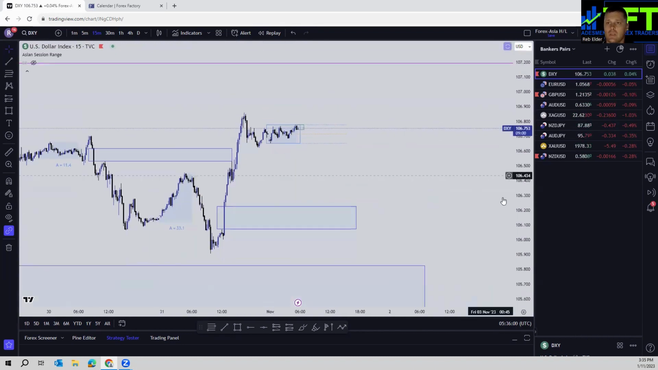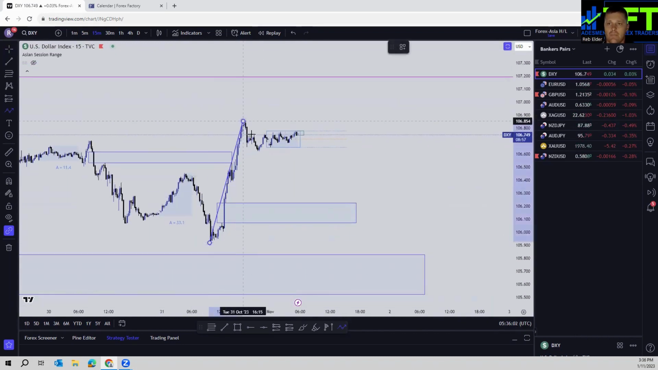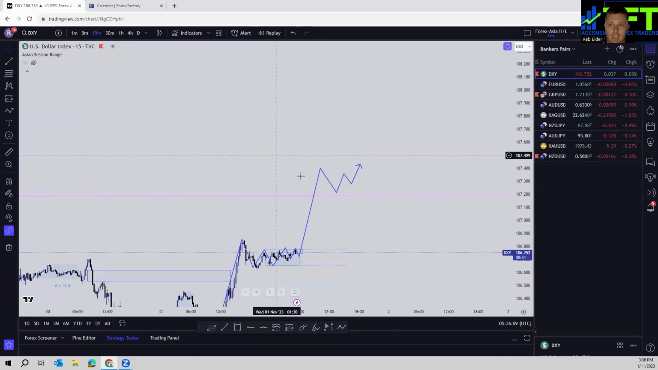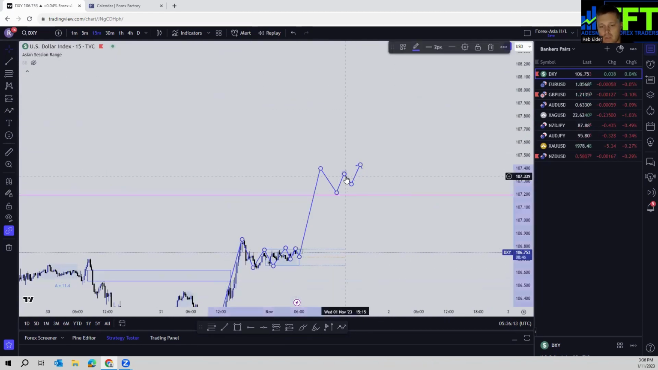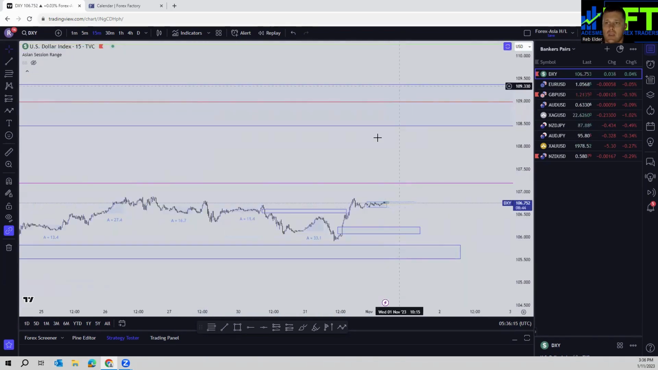So what we could be seeing is this push up, consolidation in this area, and then another leg up, consolidate, and then obviously another leg up again, getting those 1, 2, 3, 4, 5 impulses up into our next key areas.